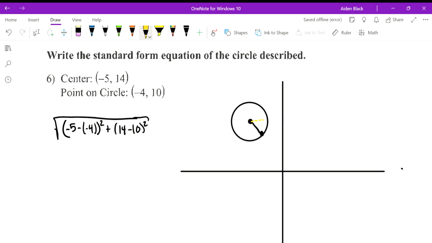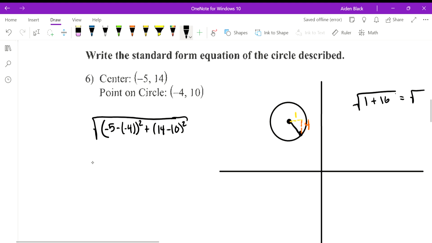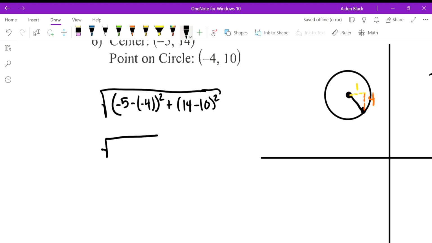Change in my x's from negative 4 to negative 5 is just 1. The change in my y's from 14 to 10 is 4. Okay. So I should have that the radius is the square root of 1 squared plus 4 squared, which gives me 17 under the square root. So let's see if we get the same thing here.